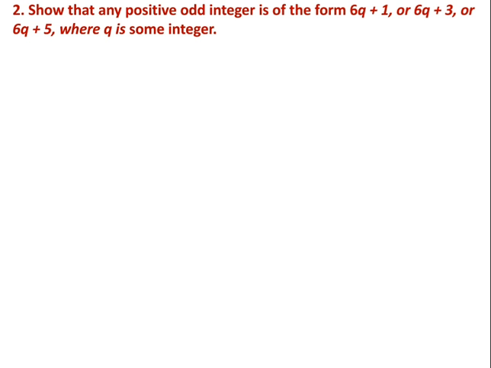Next sum. Show that any positive odd integer is of the form 6q plus 1 or 6q plus 3 or 6q plus 5 where q is some integer.